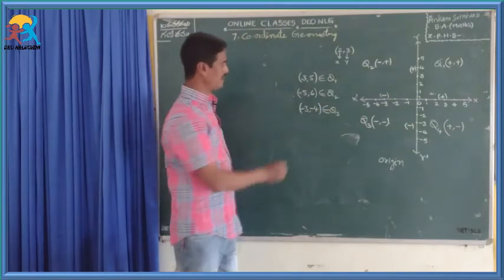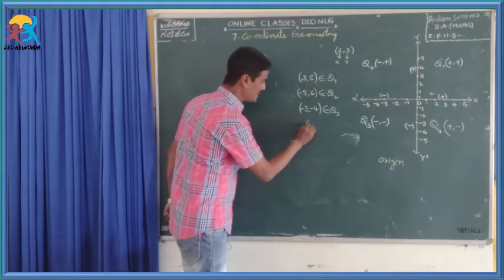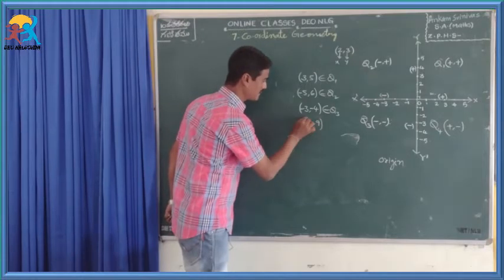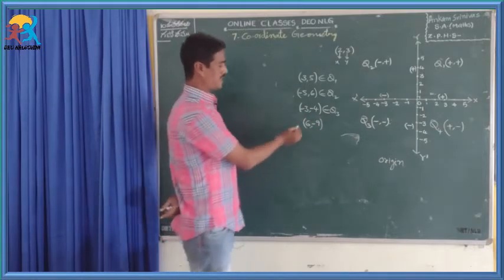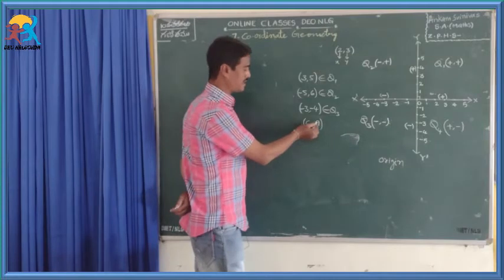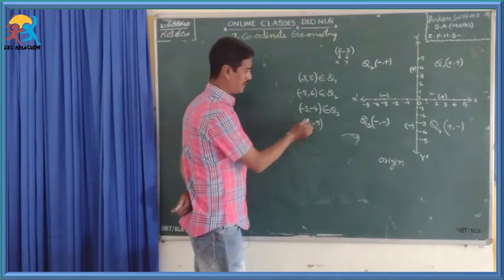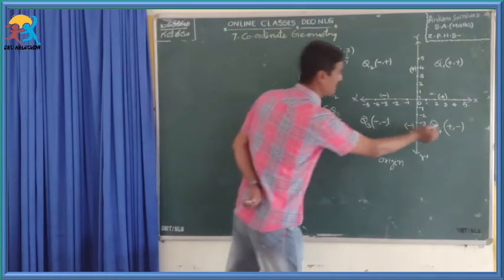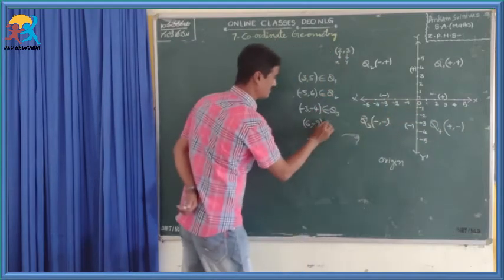And suppose I take 6 comma minus 9. The first is positive and the second coordinate is negative. So plus comma minus belongs to quadrant 4.